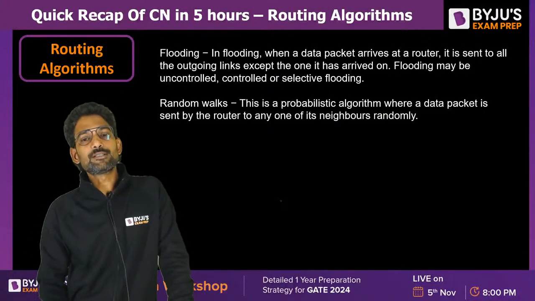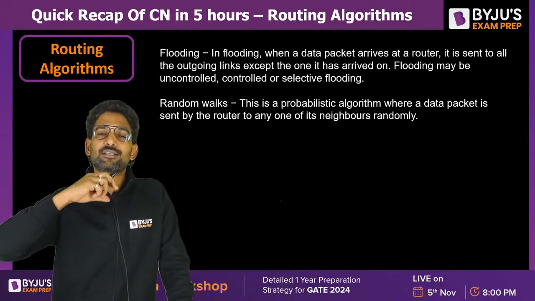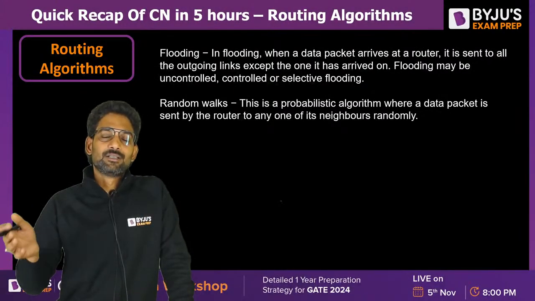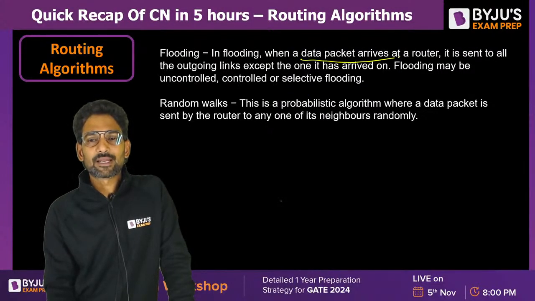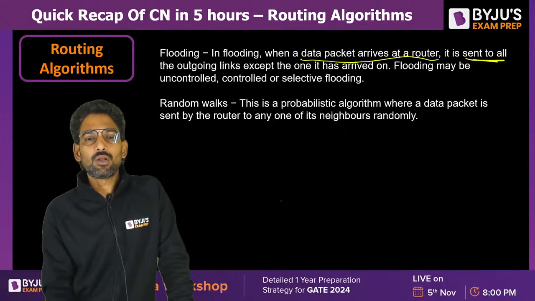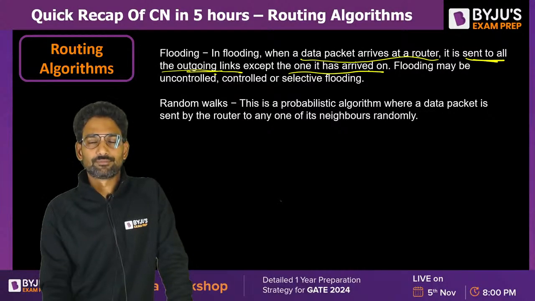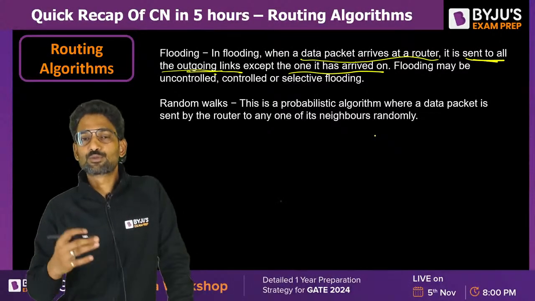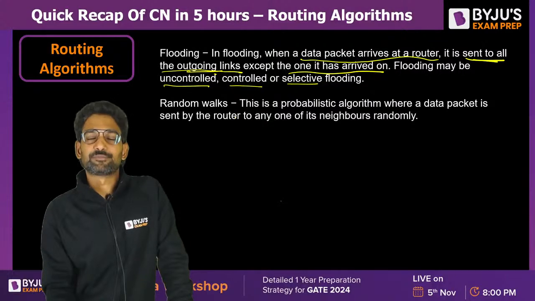Anyway, what is flooding? Flooding. So massively broadcast the packets to all the nodes. You know, floods. Whether it is the intended node or unintended node, we don't see, just flood. In flooding, when a data packet arrives at a router, it is sent to all the outgoing links. All the links means broadcast, except the one it has arrived on. From which node it has taken it, except that, it will send the packet to all the nodes to which it is connected. So it may be uncontrolled or controlled or selective. Okay, its nature is a little unpredictable.